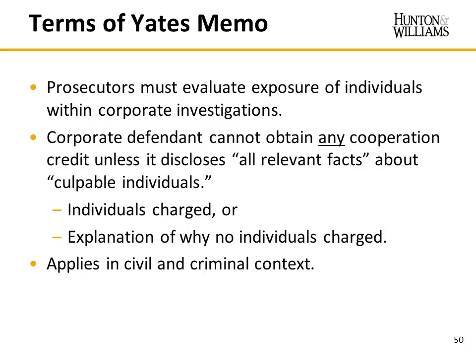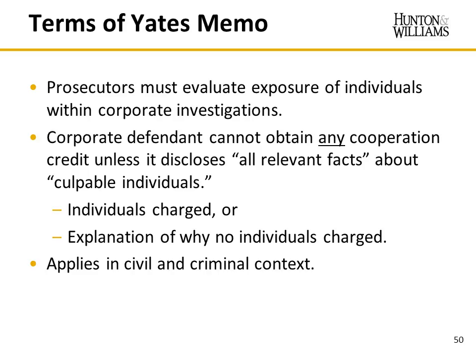The very basic terms of the memo suggest that prosecutors in U.S. attorneys' offices or within DOJ components, and that includes Environment and Natural Resources, must evaluate the exposure of individual employees within the context of these large investigations of companies. The corporate defendant cannot obtain any cooperation credit unless that company discloses all relevant facts about culpable individuals.